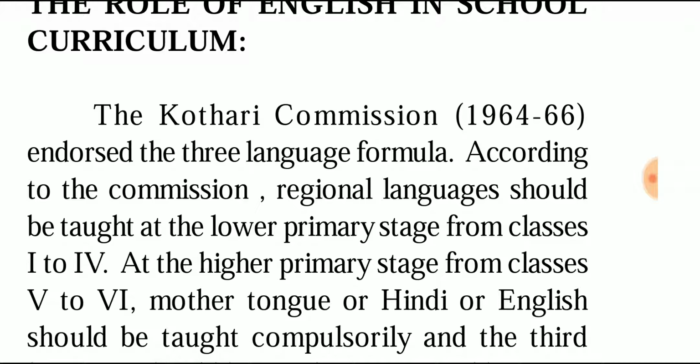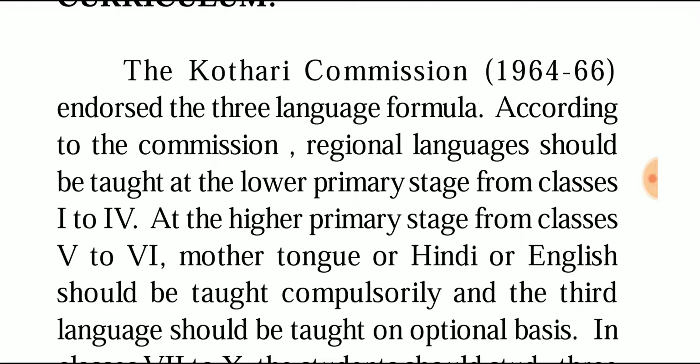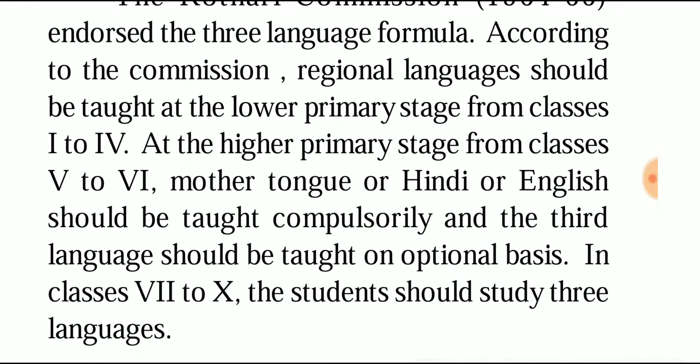ತ್ರಿಭಾಷಾ ಸೂತ್ರಗಳು. According to the commission, regional language should be taught at the lower primary stage from class 1 to 4th. ಅಂದರೆ ಮಾತೃಭಾಷೆನ 1 ರಿಂದ 4ನೇ ತರಗತಿಯಲ್ಲಿ ಹೇಳಬೇಕಂತ ಅರ್ಥ. At the higher primary stage from class 5th to 6, mother tongue or Hindi or English should be taught compulsory, and the third language should be taught on optional basis in the classes of 7th to 10th.